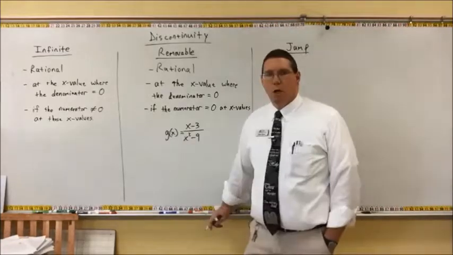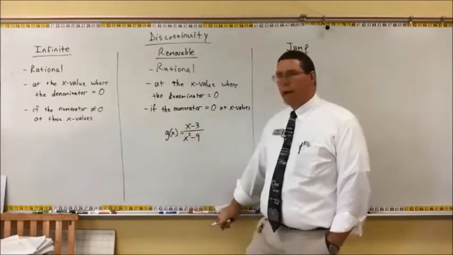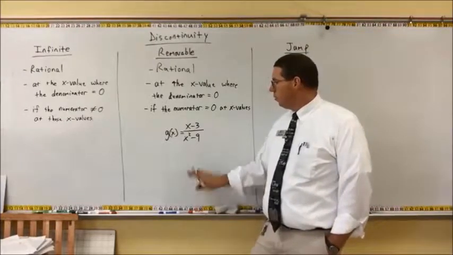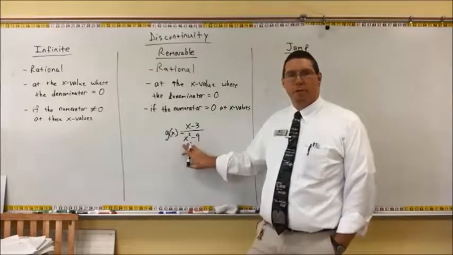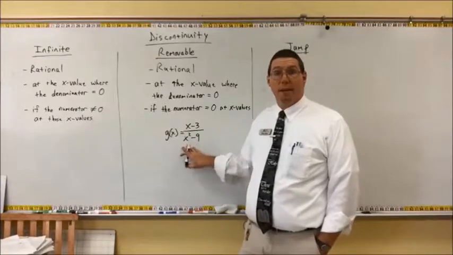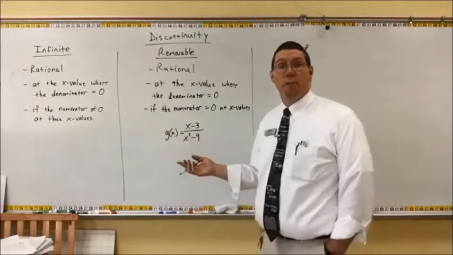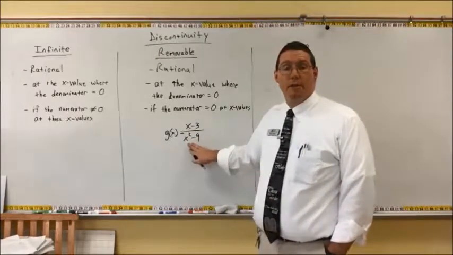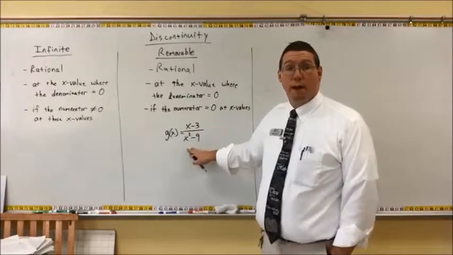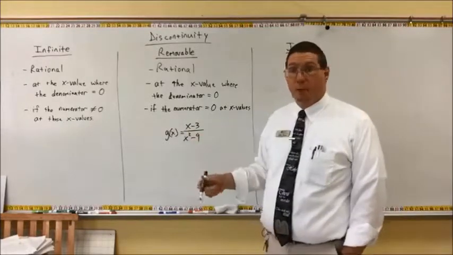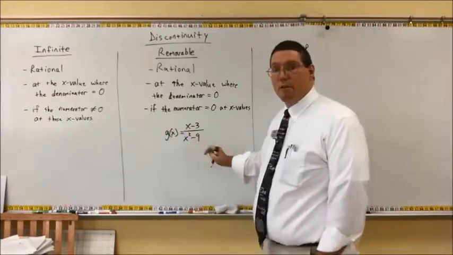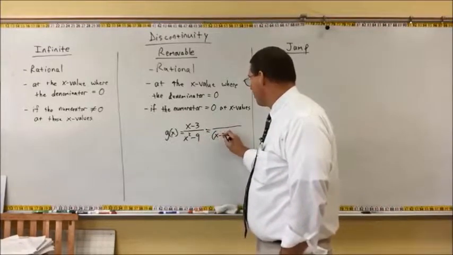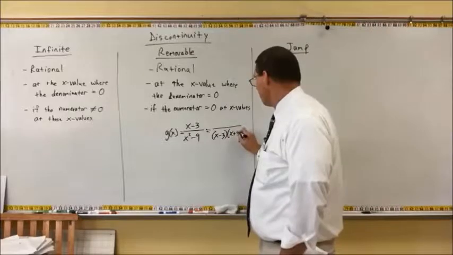Let's try another one. All right, look at this one. We got x minus 3 over x squared minus 9. In order to find out whether the denominator can equal 0, we would want to factor the denominator if we can. We also could use other methods, like a graphing calculator to find out if the denominator has any zeros. We can also use the quadratic formula if it's x to the second power. But this is a difference of squares. This is easy to factor. This denominator is the same thing as x minus 3 times x plus 3.